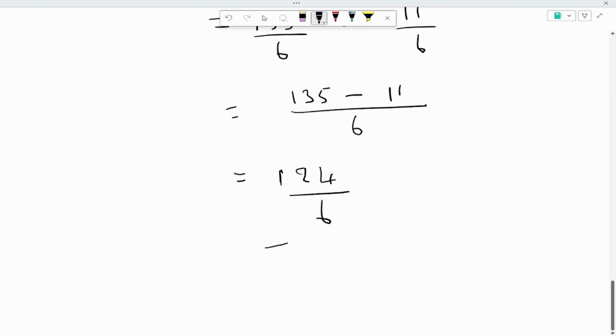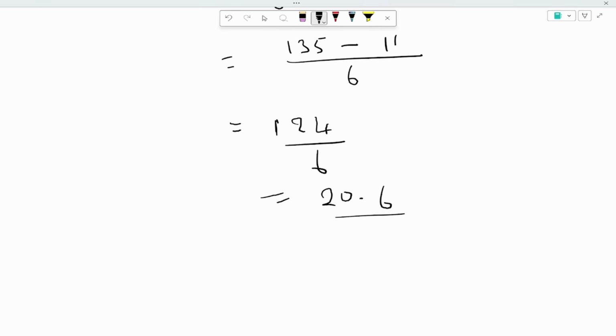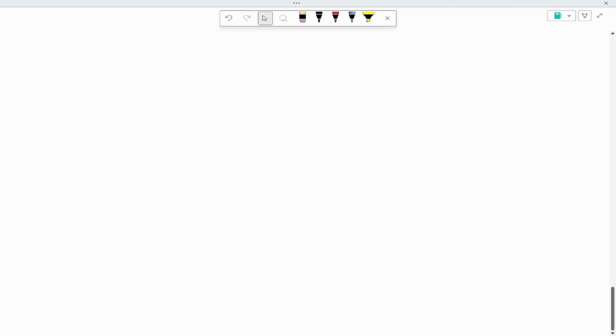So when you do this division, what you are going to have is 20.6666 and so on. So this is what you are going to arrive at. You've just successfully solved the problem. Like I said, let's try another example for the definite integral.